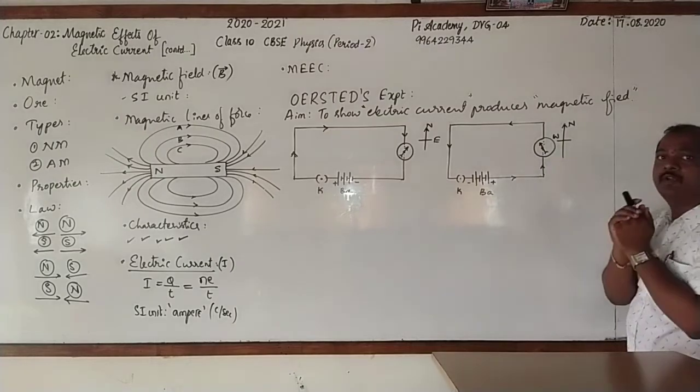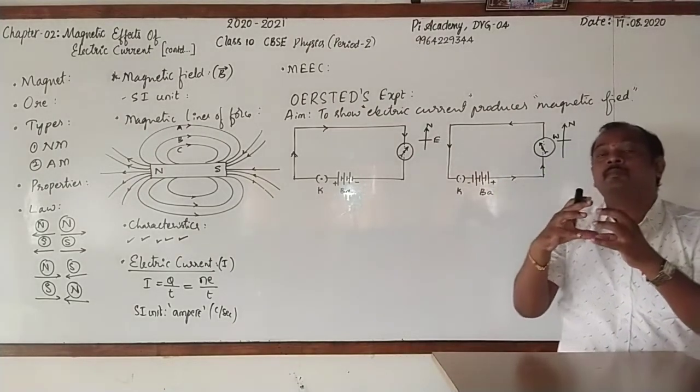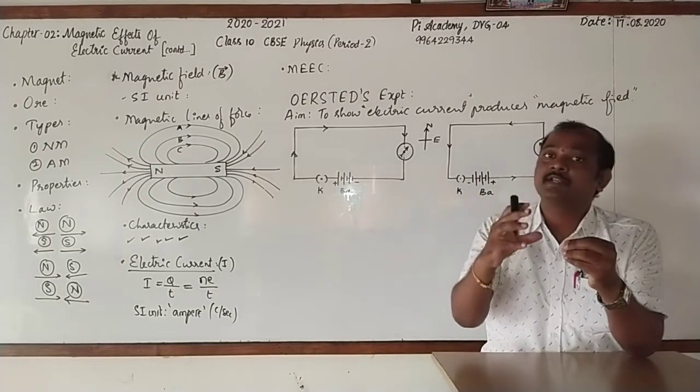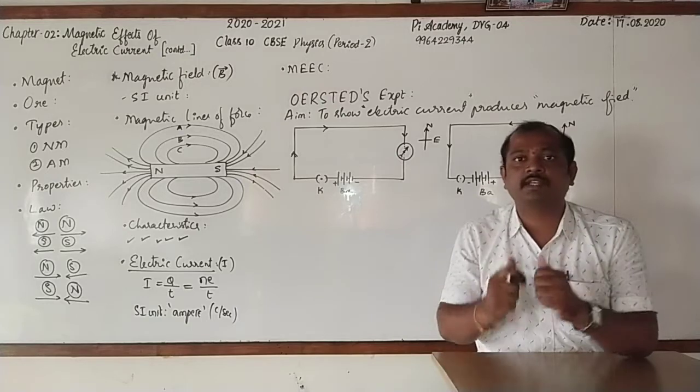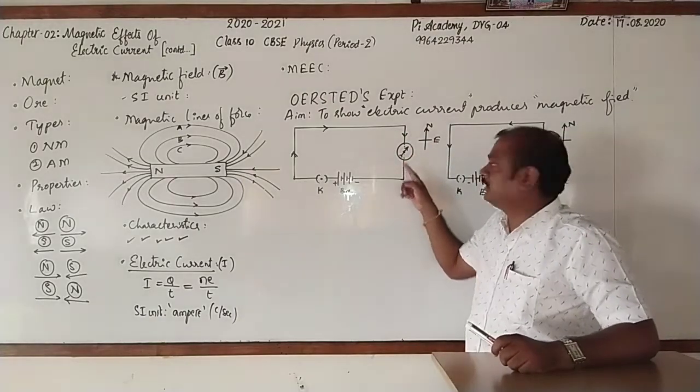Why does it get deflected? The needle present in the magnetic compass gets deflected only in the presence of a magnetic field. Where is that magnetic field? It is due to electric current. See that?